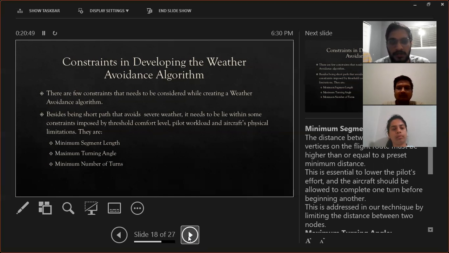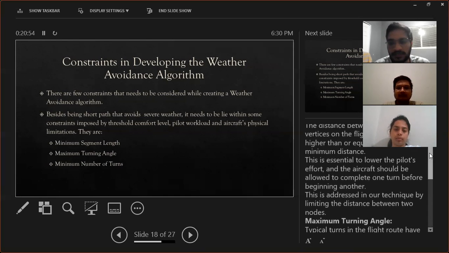The minimum segment length means the distance between any two vertices on the flight route must be higher than or equal to the preset minimum distance. This is essential to lower the pilot effort, and the aircraft should be allowed to complete one turn before beginning another. This is addressed in our paper by limiting the distance between two nodes.